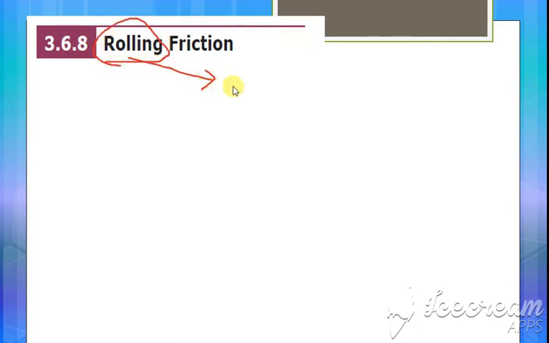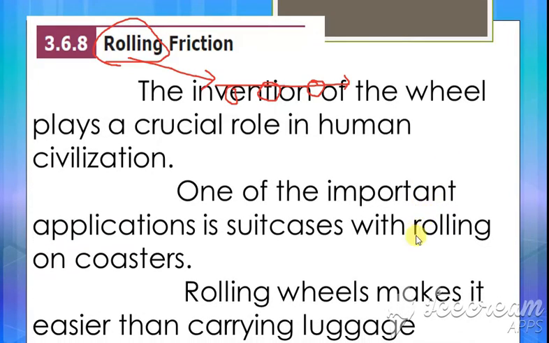Whenever you consider this word rolling, what does rolling mean? We'll be considering wheels. With the help of the wheels, if any object is moving, that comes under rolling friction. The invention of the wheel plays a crucial role in human civilization. So this type of wheel is very important.